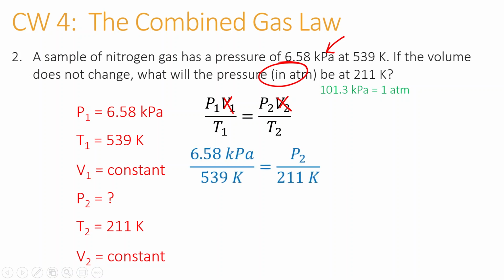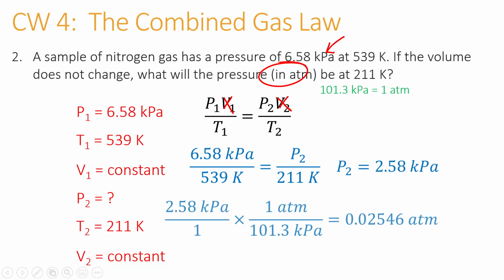So I'm going to go ahead and plug all of my variables in and solve for P2. We can cross multiply here to get our answer. Now we want the answer in atm, so I'm going to need to convert my 2.58 kilopascals into atmospheres. So I'm going to divide by 101.3 kPa to convert my final answer to atmospheres. And then we're going to need 3 sig figs here because P1, T1, and T2 all have 3 sig figs.